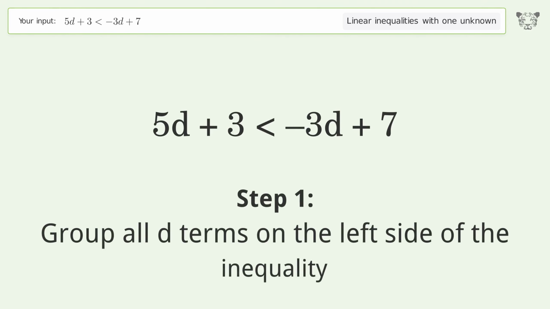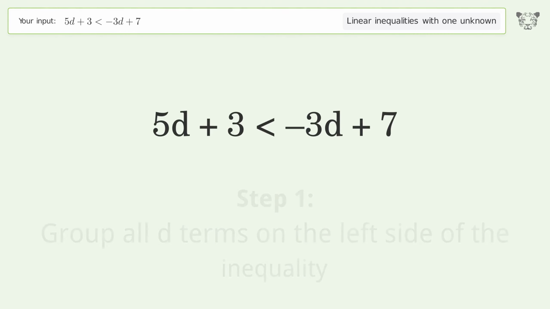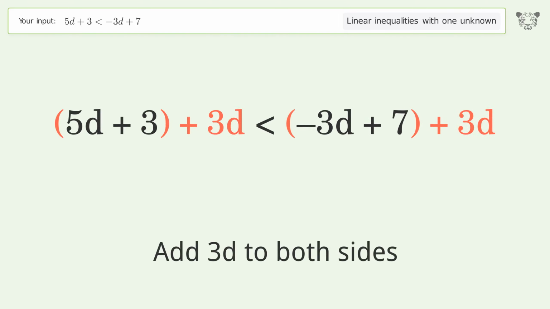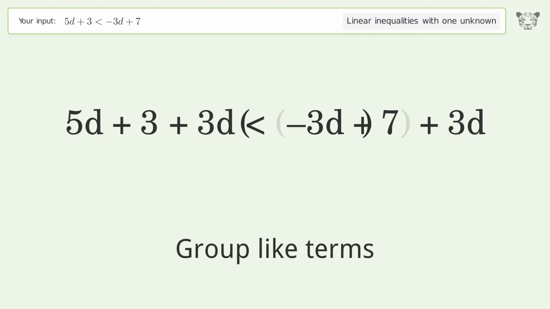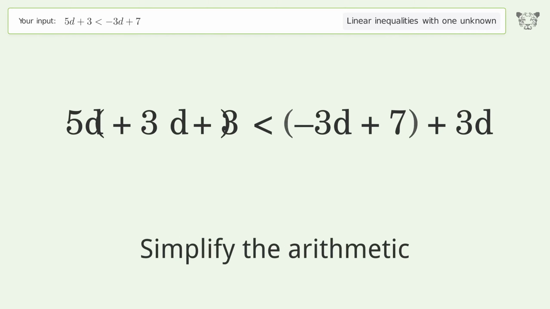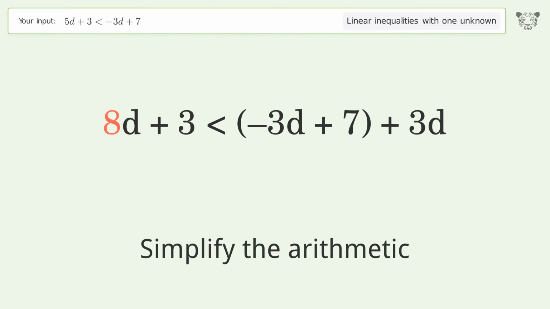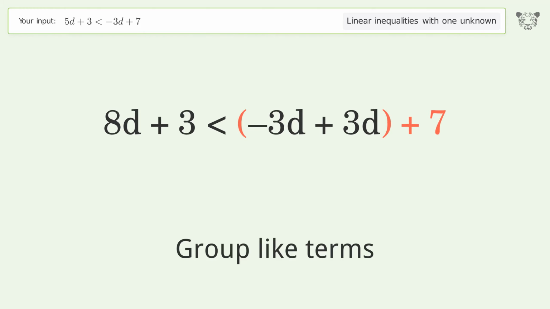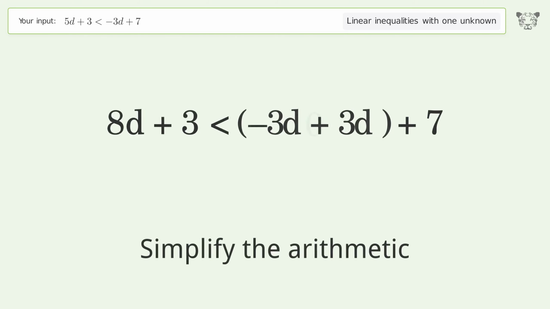Group all d terms on the left side of the inequality. Add 3d to both sides. Group like terms. Simplify the arithmetic. Group like terms. Simplify the arithmetic.